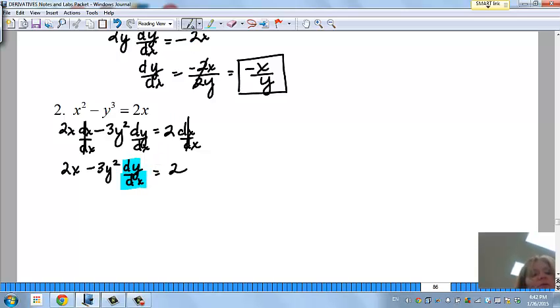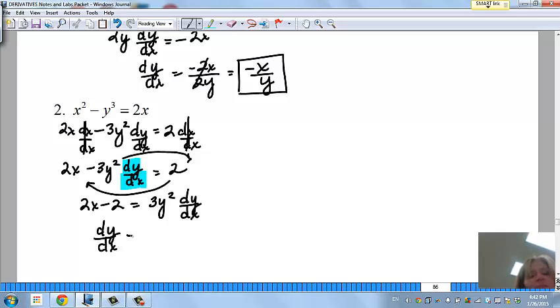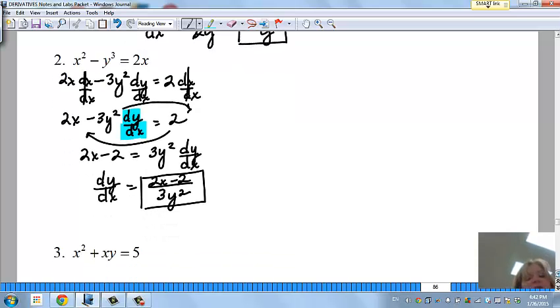So let's go through and subtract the 2x. So I have a negative, well actually, you know what? How about we just move this over on this side and move the 2 over here, so then that's not negative anymore. So now I have 2x minus 2 equals 3y squared dy/dx, because it doesn't matter, I still want to isolate it. Then I'm going to divide by 3y squared. So I end up with dy/dx equals 2x minus 2 over 3y squared. There's my derivative. So you're like, oh, this is pretty easy.